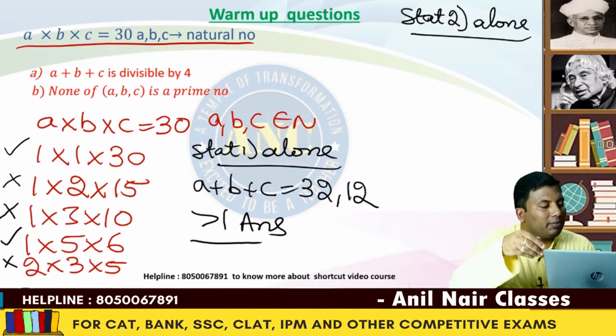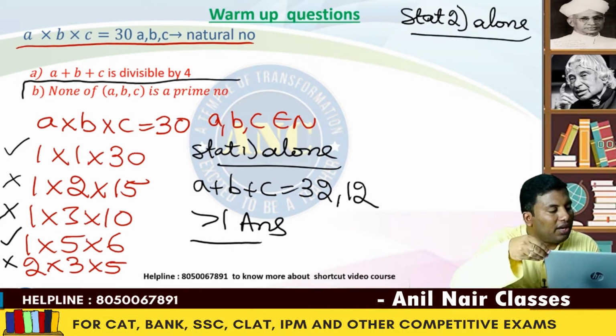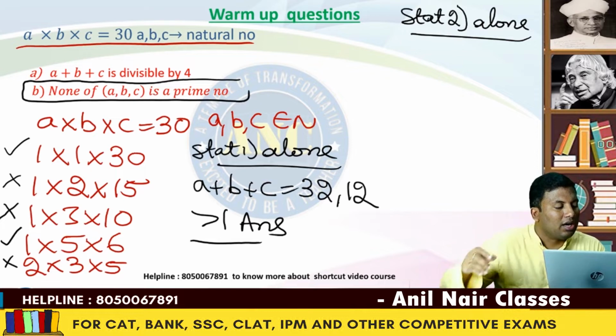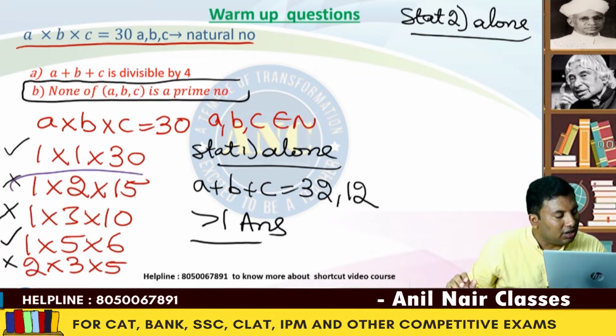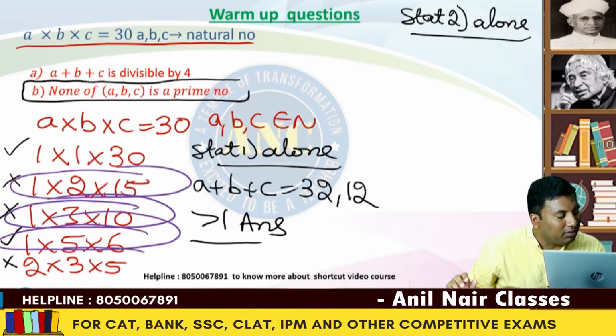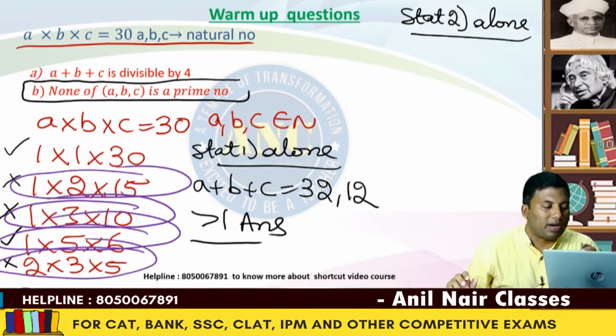What is statement 2 alone? None of A, B, C is a prime number. Here 2 is a prime number, 3 is a prime number, and 5 is a prime number. So it must be 1, 1, 30. Only one case is possible.